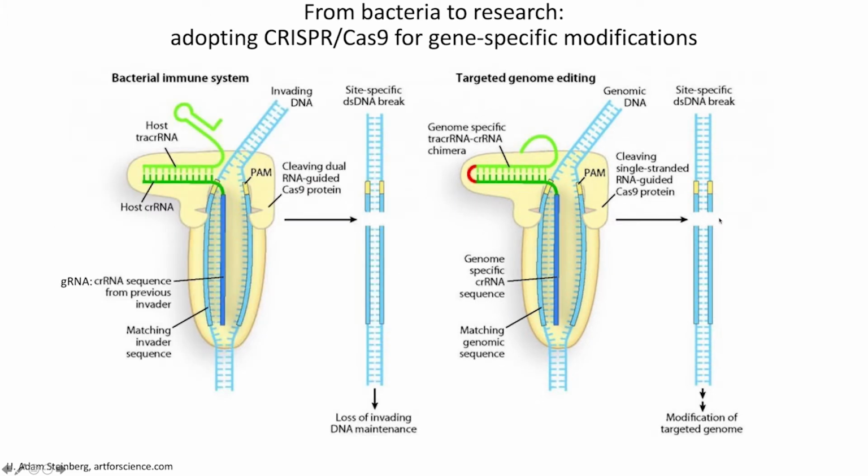Now, researchers realized they could create a modified CRISPR-Cas9 consisting of a single synthetic guide RNA, and this guide RNA sequence can be changed to target and cut nearly any location in any genome that you want to work with.